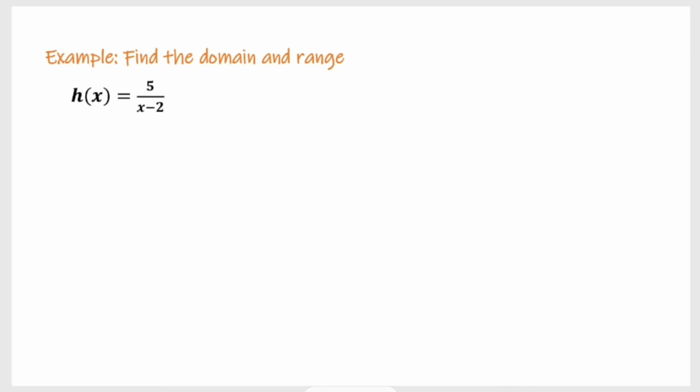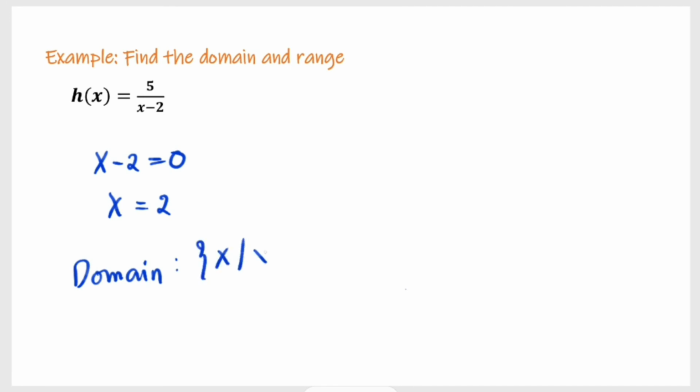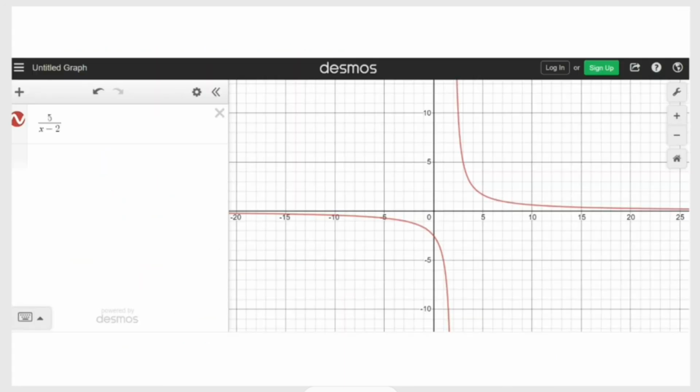So let's have this example. H of x is equal to 5 over x minus 2. To find the domain, let's equate the denominator to 0. Solve for x, so x is equal to 2. This means that x cannot be equal to 2. Therefore, the domain is all values of x such that x is not equal to 2. And the range of this function is all values of y such that y is not equal to 0. Let's check the graph.